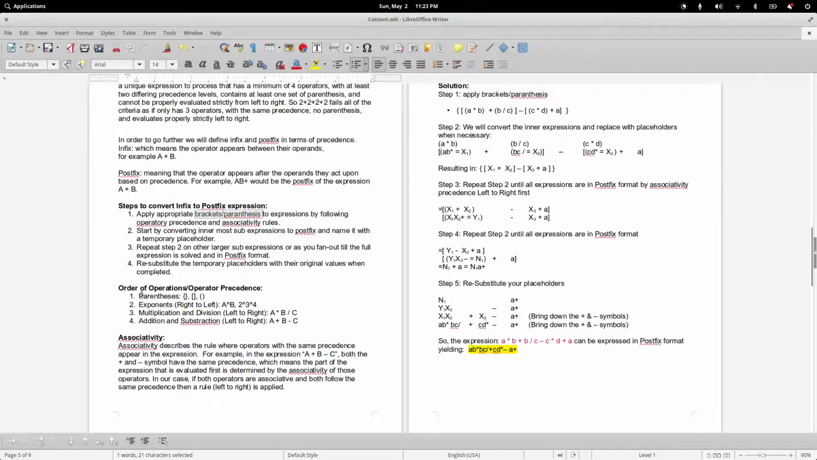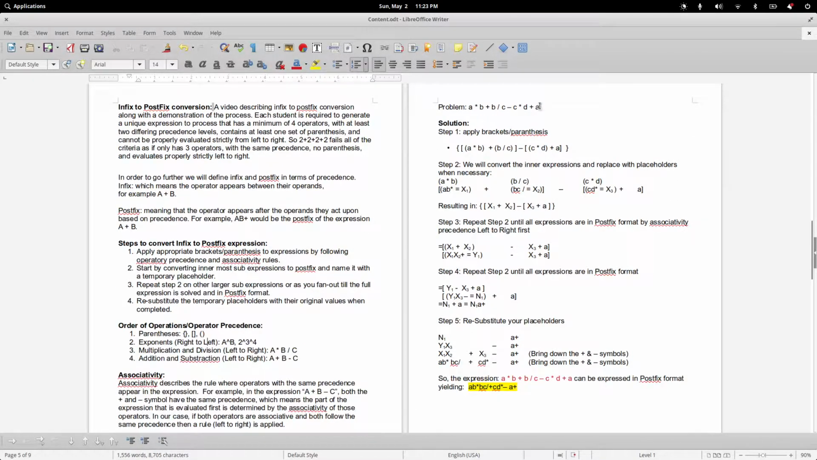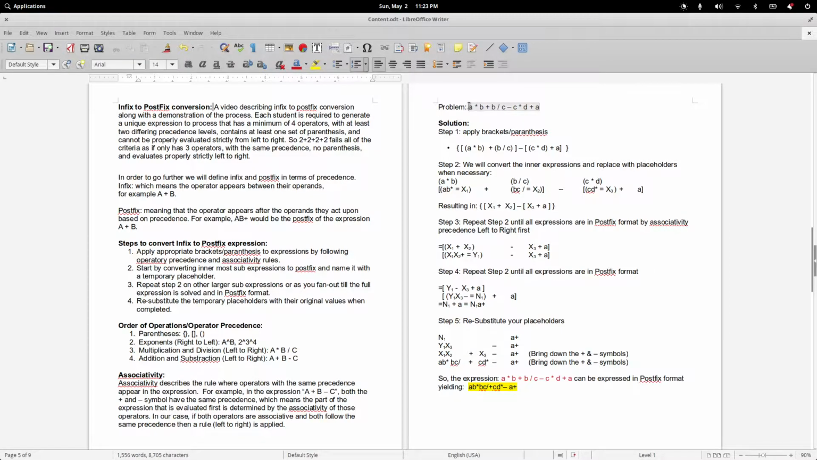Some operator precedences are parentheses, exponents, multiplication, division, addition and subtraction, and left to right. And exponents, of course, are right to left. Now, of course, I didn't do any exponents, but I just did a really long string of arithmetic expression.